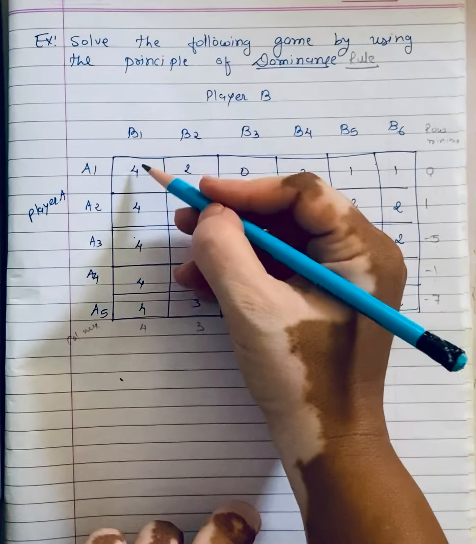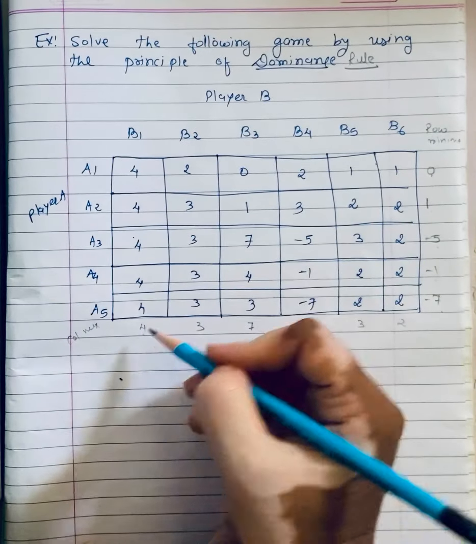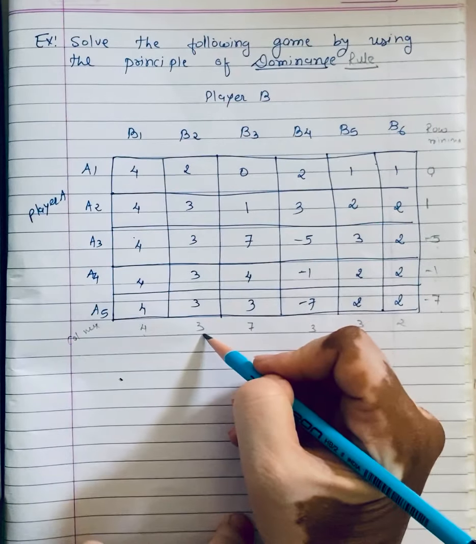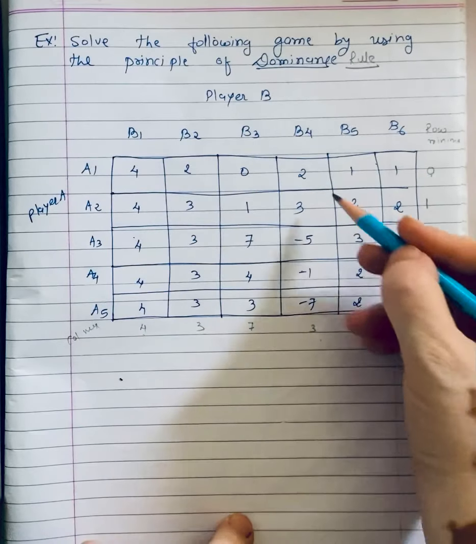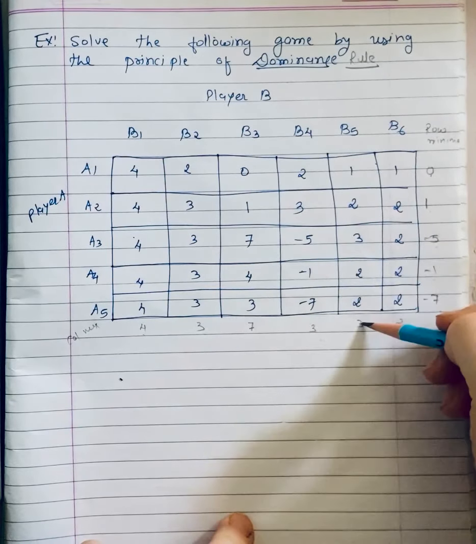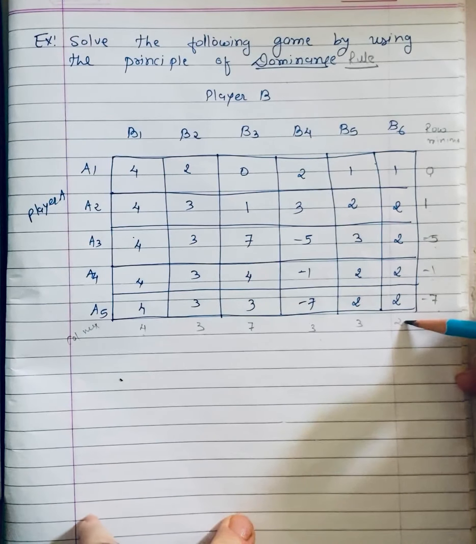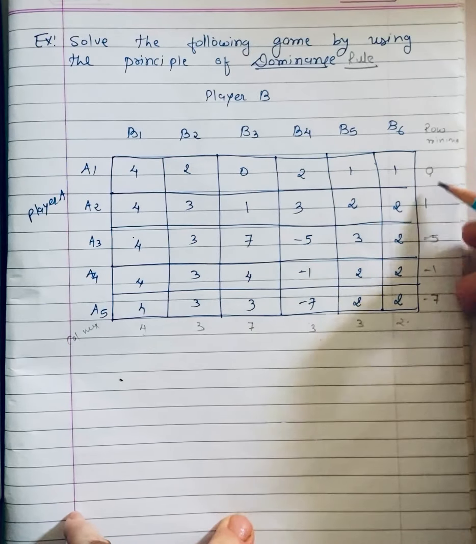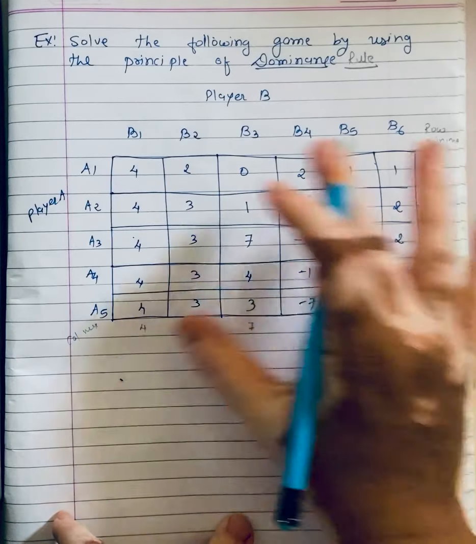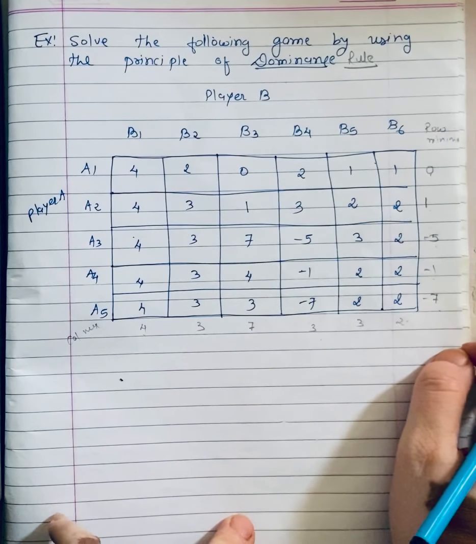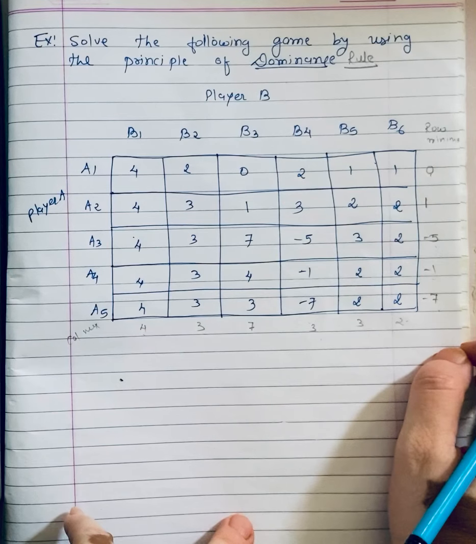Now we find the column maxima, so we get 1, 3, 7, 3, 3, and 2. We check that there is no common point in the whole matrix, so no saddle point exists.